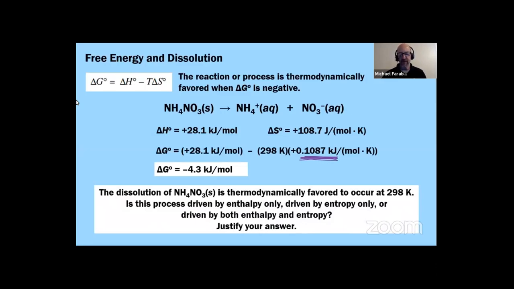so the dissolution of ammonium nitrate is favored to occur. Is this process driven by enthalpy only, entropy only, or both? So consider the sign of delta H and delta S. Which one or both is driving the dissolution of ammonium nitrate?